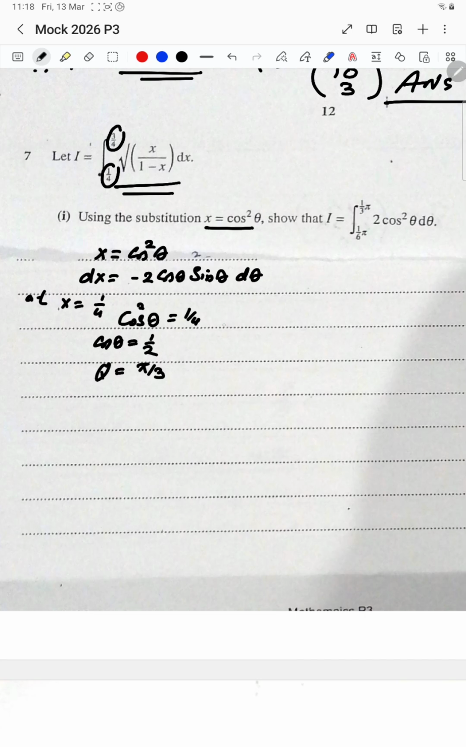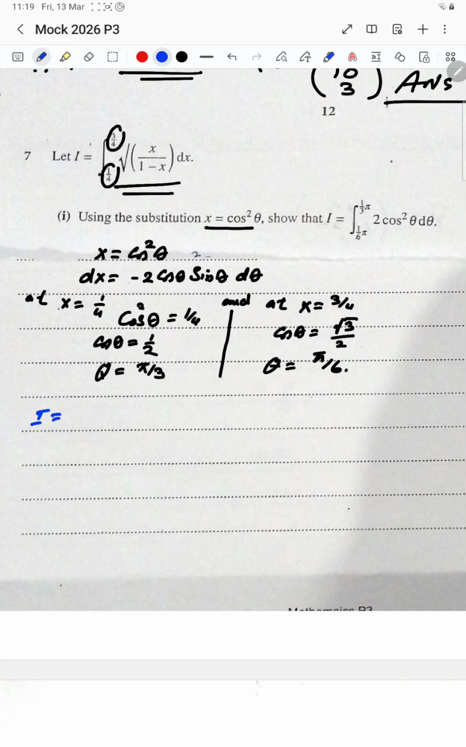Right? And at x is equal to the other value, 3 by 4, cos of theta will be root 3 by 2. So we'll take the positive value here. So theta will be cos inverse of root 3 by 2, which means pi by 6. Okay, now we will substitute all these values in the interval. Let me change the color.